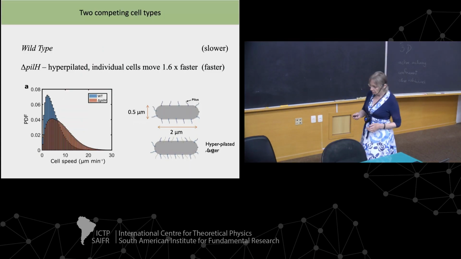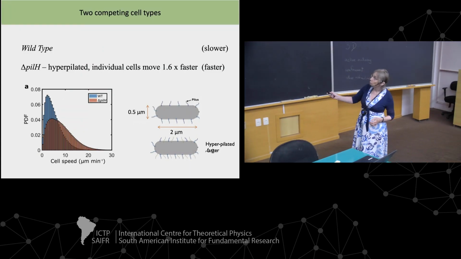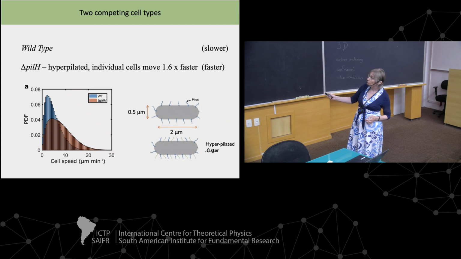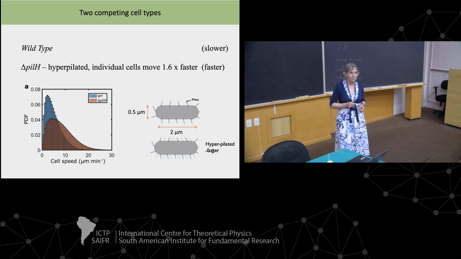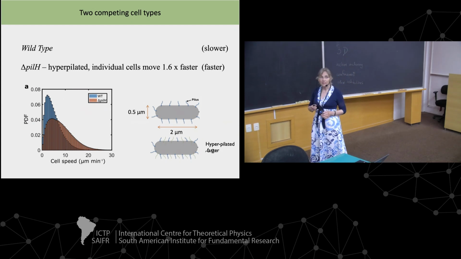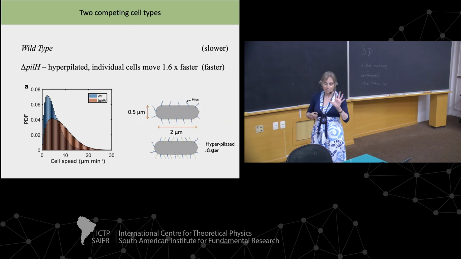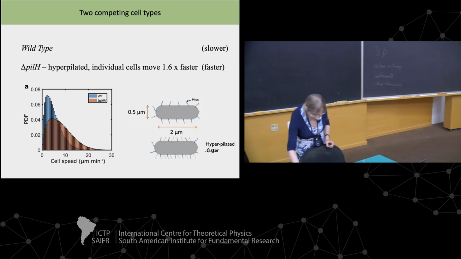This shows the PDF, the probability distribution of the cell speed, and the brown ones are these hyperpiliated things, so on the whole they have a larger speed, and the blue ones are the normal wild-type bacteria. For a long time, I thought wild-type meant fierce, but it means straight from the pond.